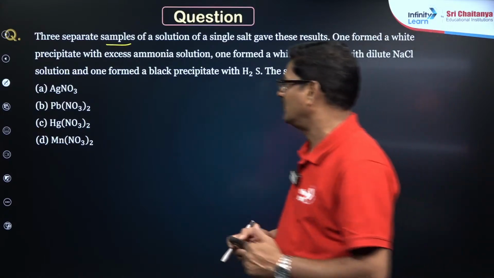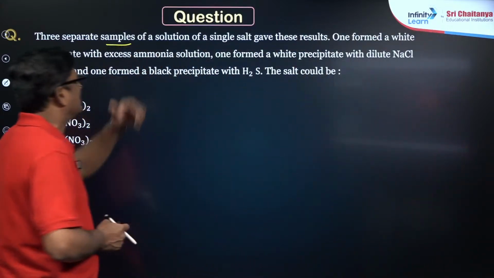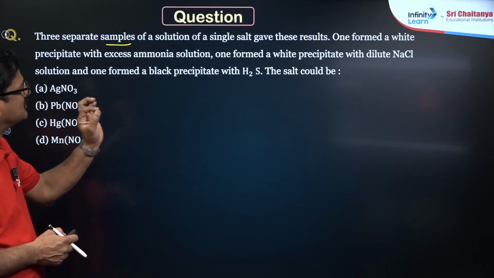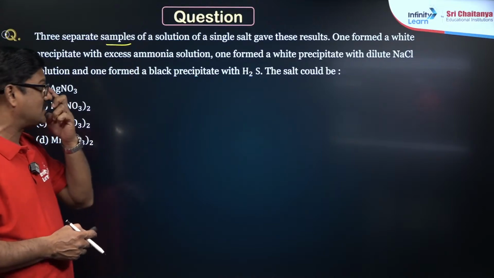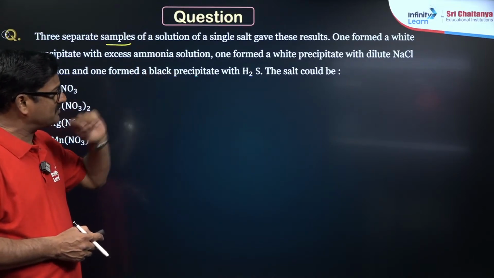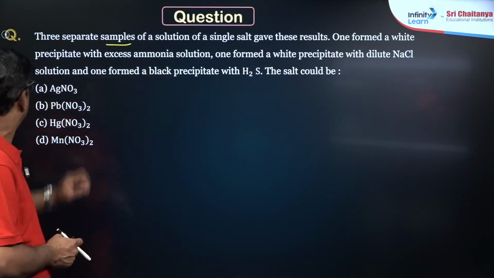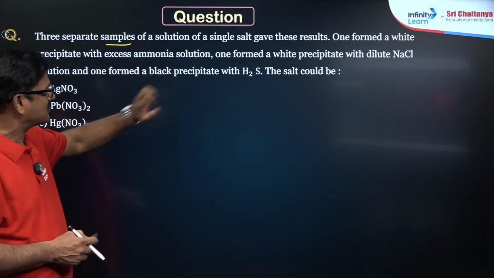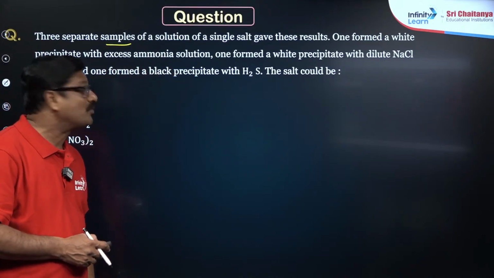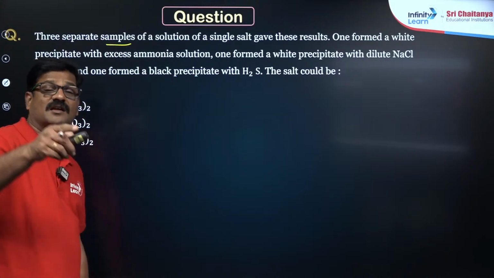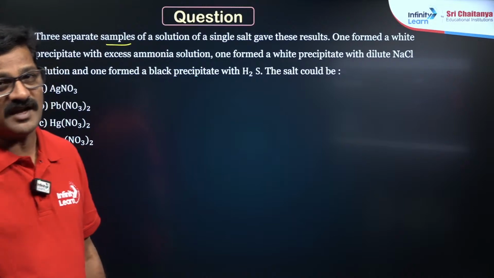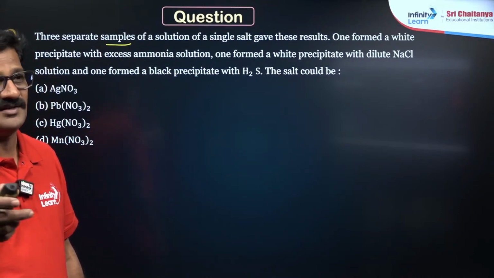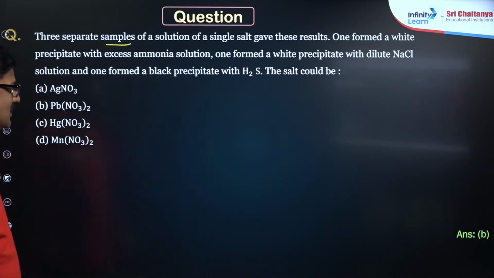और एक चीज़ है. Okay, so 3 separate samples of solution of a single salt give these results. One formed a white precipitate with excess of ammonia solution, one formed a white precipitate with dilute NaCl, and one formed a black precipitate with H2S. So black precipitate with H2S, cation group separation table देखना. So cation group separation table याद रखना, it is important.